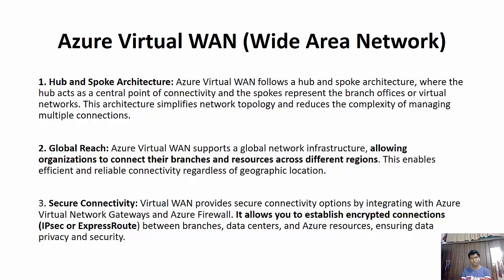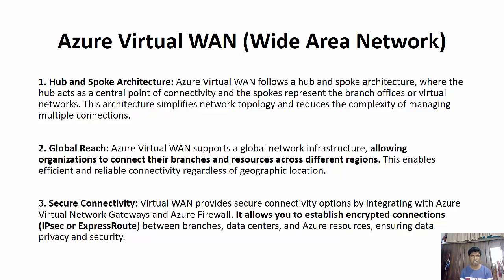So Azure vWAN uses a hub and spoke architecture. Azure Virtual WAN follows a hub and spoke architecture where the hub acts as a central point of connectivity. Spokes represent the branch offices or the virtual networks. So this architecture simplifies the network topology and reduces the complexity of managing multiple connections.